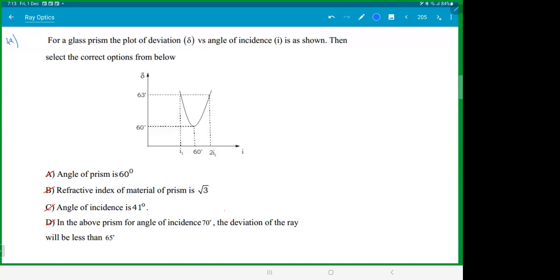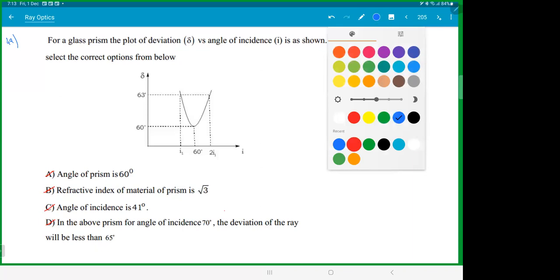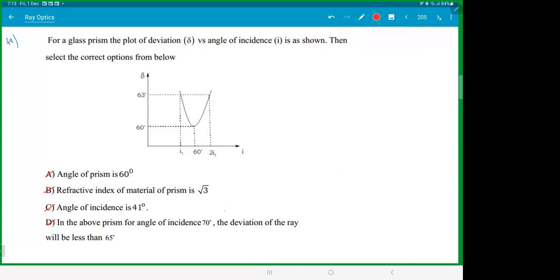Let's see how we got this. First, delta minimum is given as 60. See, at this point here, I is equal to E, and this is delta minimum. So this formula we have to use. Delta is I plus E minus A. This is always valid. So for delta minimum, delta minimum will be I plus I minus A. Delta minimum is 60. This guy is 120. So A is 60. That was the first option.